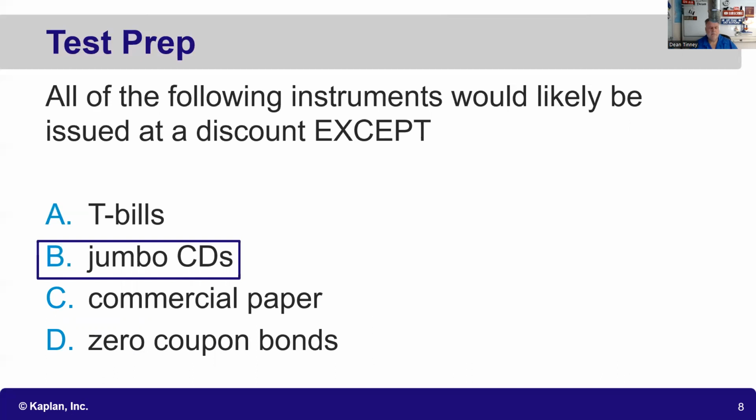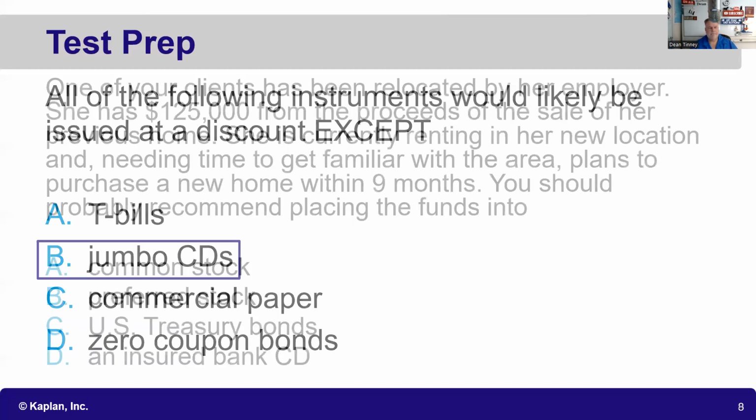Jumbo means $100,000. And negotiable means there's a secondary market for it. It doesn't say negotiable here, and that doesn't matter to answer the question, but that's what that's about.